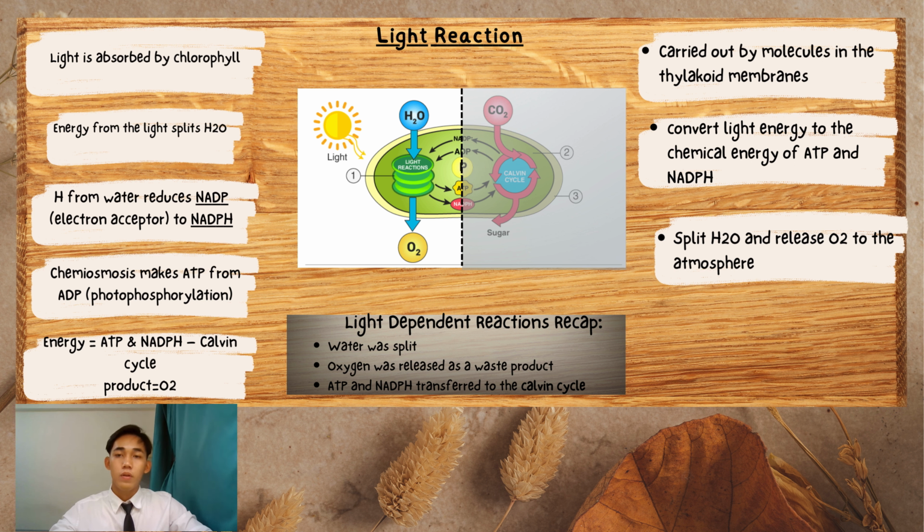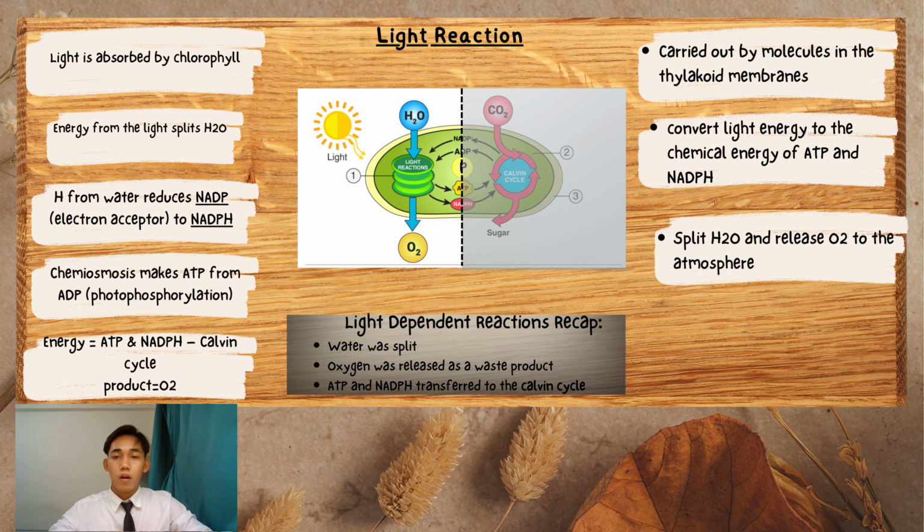Then H from water reduces NADP+, which we call the electron acceptor, to NADPH. Chemiosmosis makes ATP from ADP. Chemiosmosis is the process of how to make ATP from ADP. Next, energy will proceed as ATP and NADPH to the Calvin cycle.